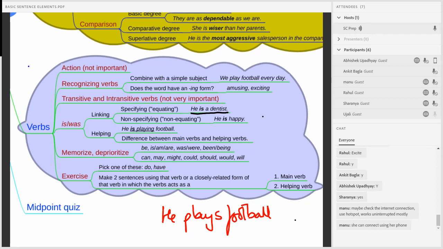Yeah, if I say he plays football, right? He plays. Oh, that's actually a good point. She can connect using a phone because this works on anything, phone, iPad. But yeah, different ways, maybe one of them will work.